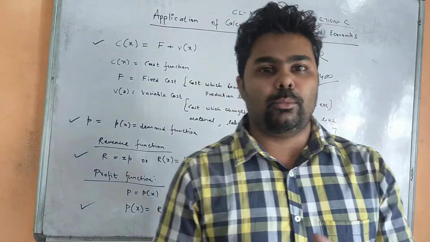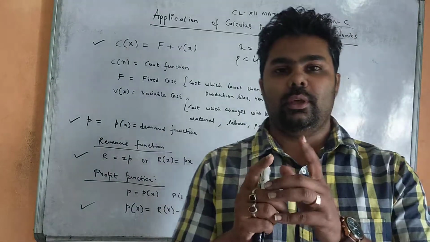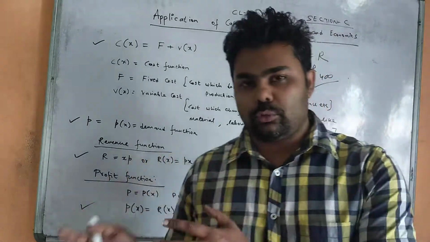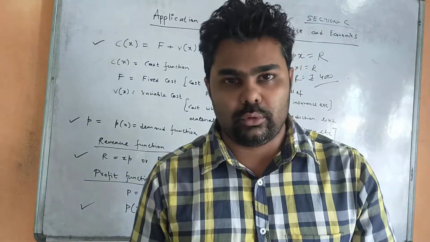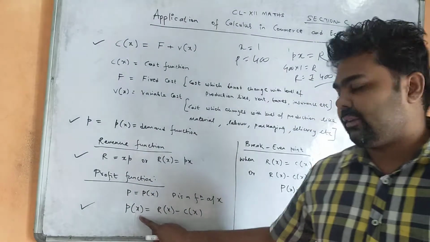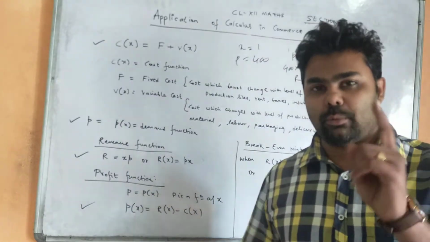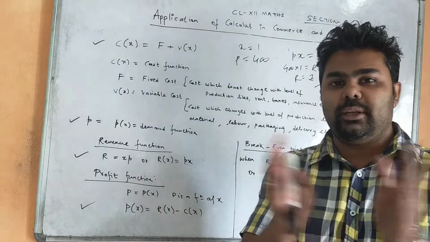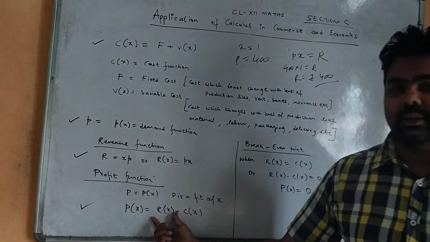If your selling price is more than the cost price, then you will be getting a profit, or otherwise if your cost price is more than the selling price, that will be a loss, right? So that profit function is given by P(x). Capital P means your profit function, small p means your demand function. Now P(x) equals SP minus CP. What is SP? SP means R(x), the revenue function.